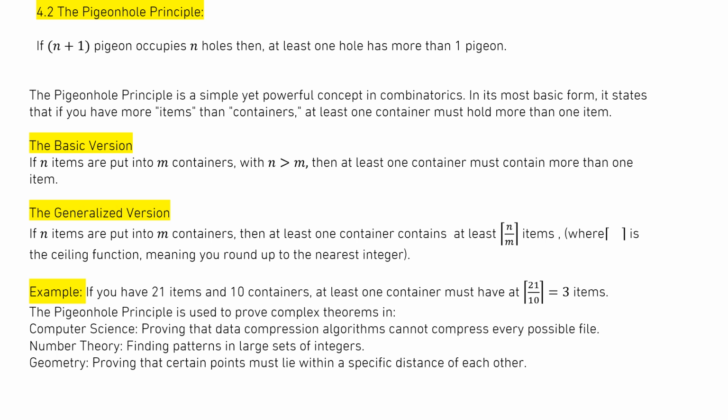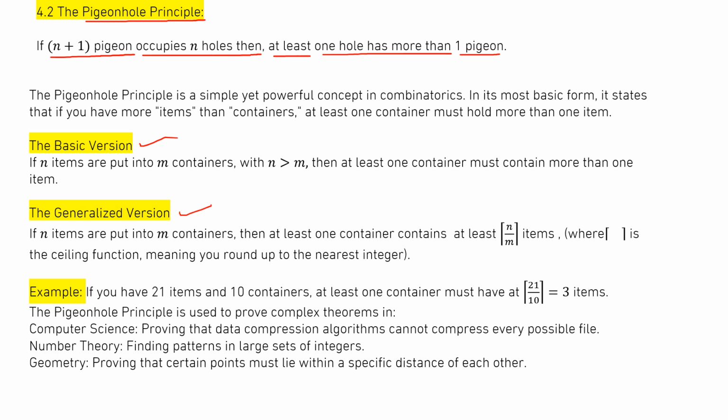In this video, we are going to talk about the pigeonhole principle. If n plus 1 pigeons occupy n holes, then at least one hole has more than one pigeon. There are two versions of this pigeonhole principle. One is called the basic version, the other is called the generalized version.